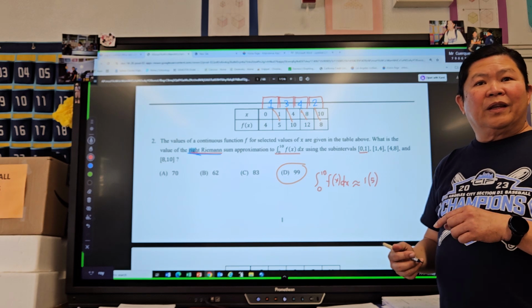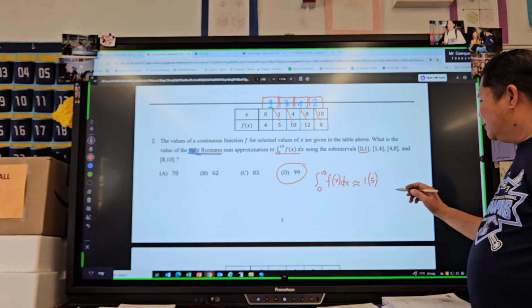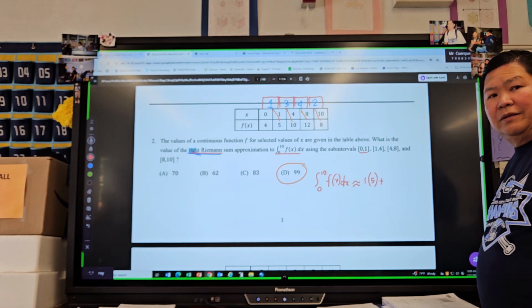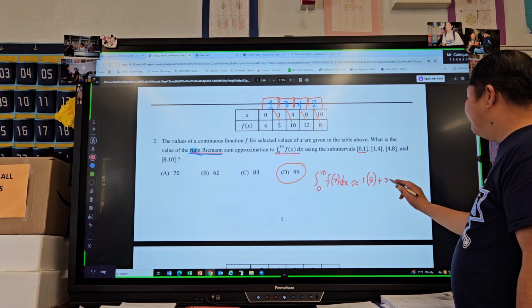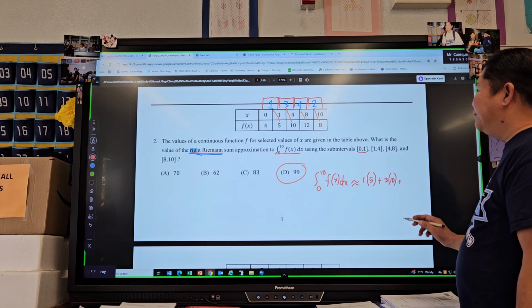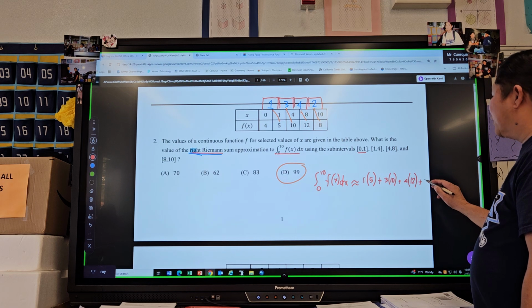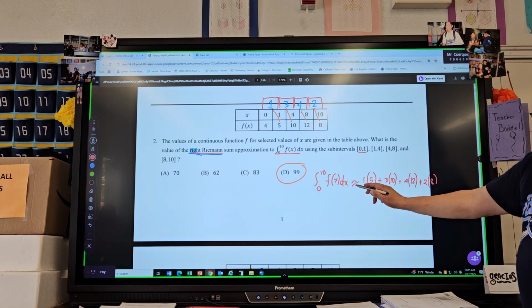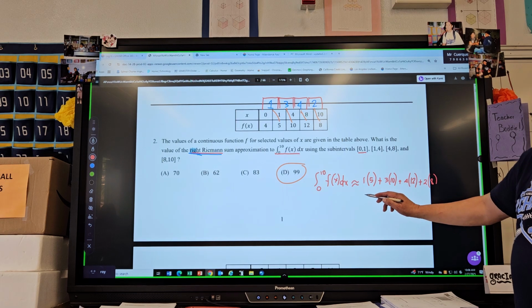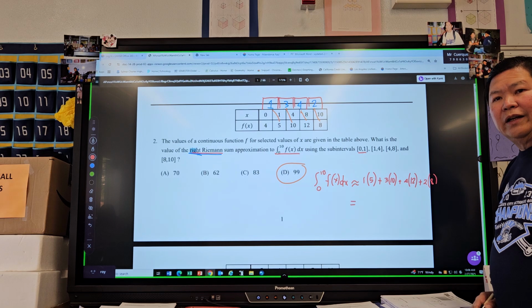Do you hear me, guys? And then what's next? Plus 3 times 10, and then plus 4 times 12, and then the last one plus 2 times 8. You're going to have to show it this way. Now, guys, this is very important in free response questions. Approximation sign. And then you are now safe to put the equal sign.